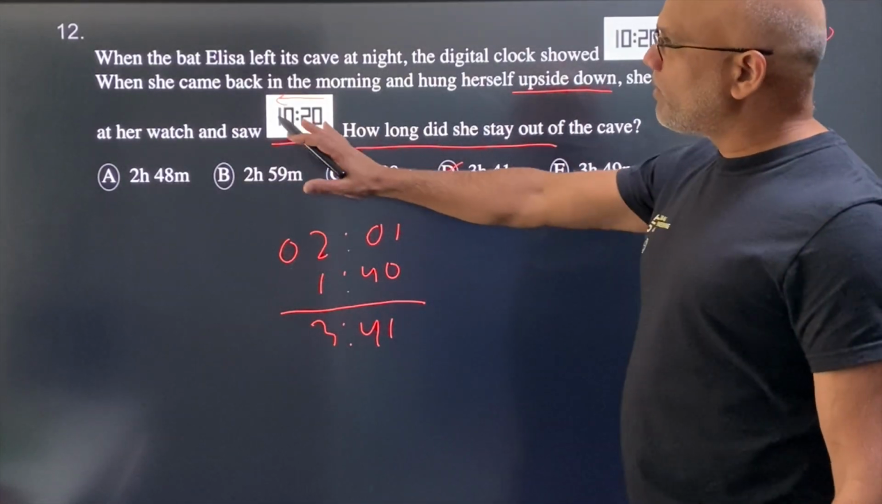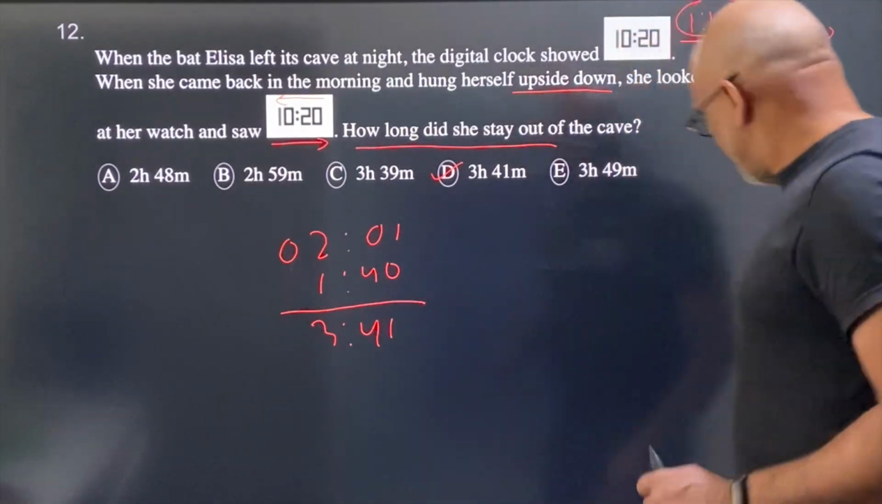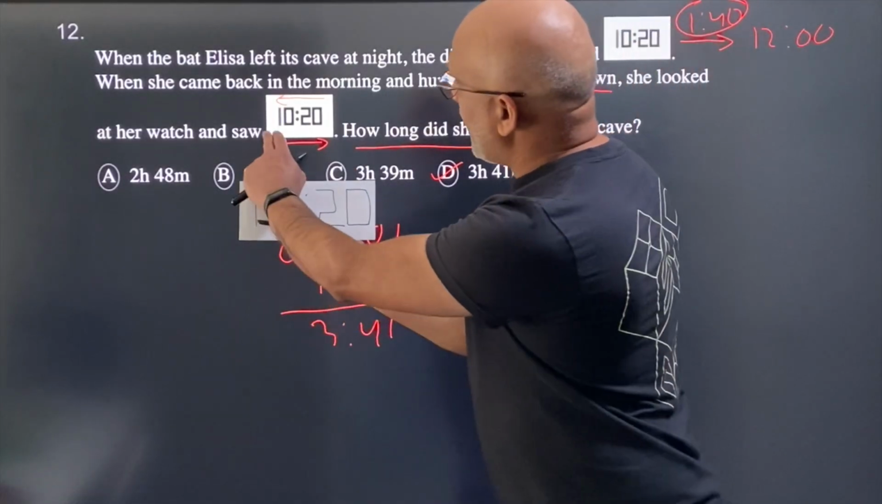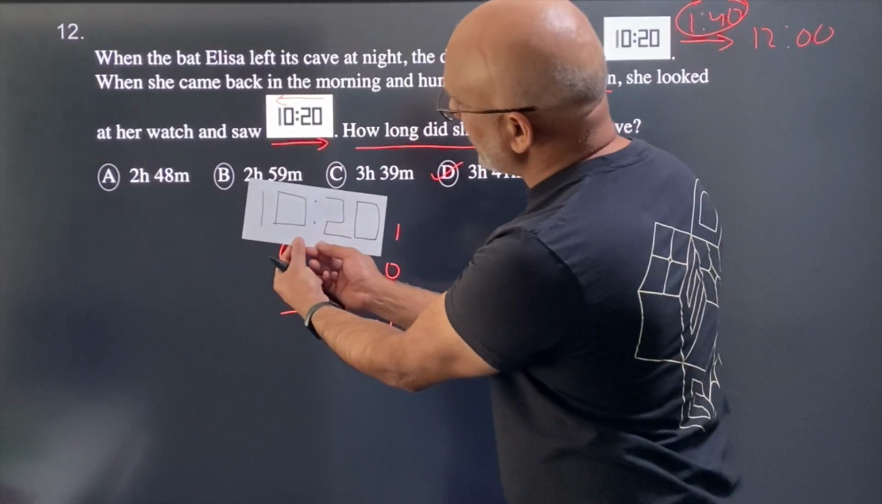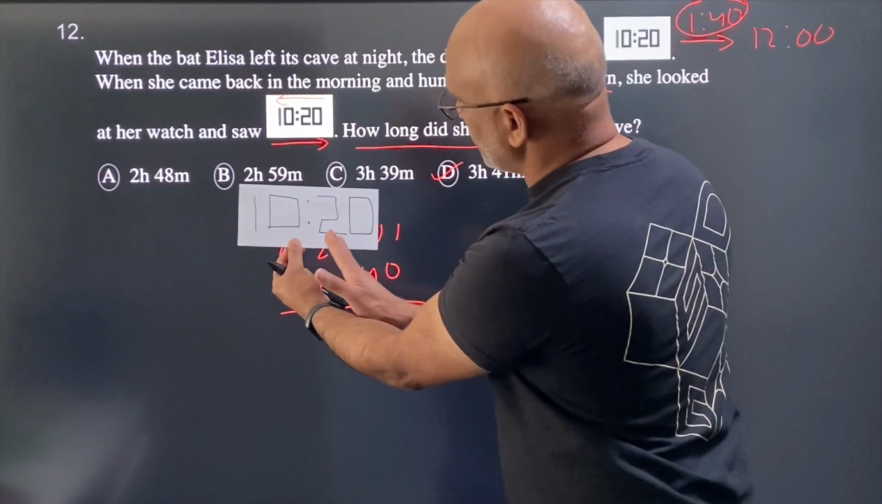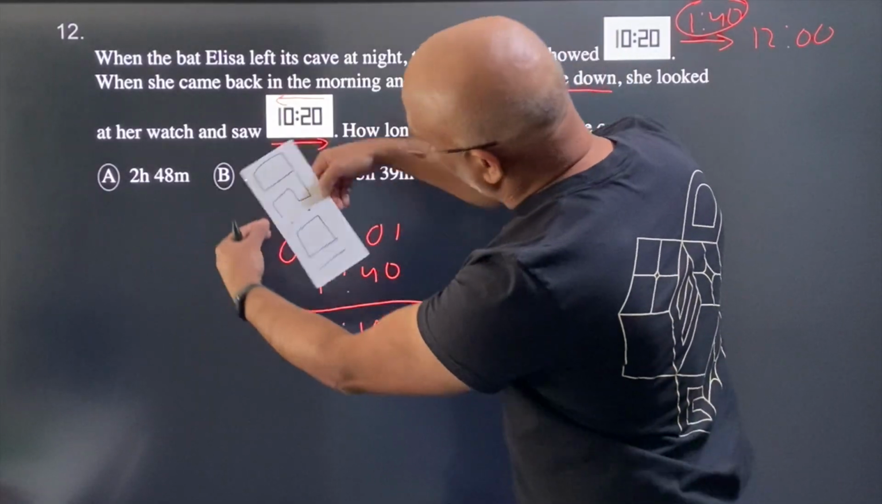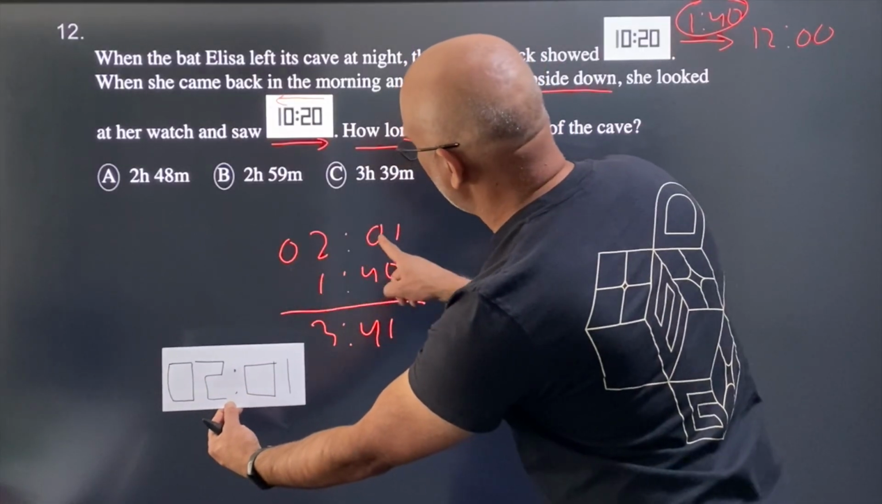If you have difficulty imagining this, you can write it down on a piece of paper and try it. So I have done that. So 1020, 1020. So this is how the bat is hanging upside down. So you try to unhang, or you can just flip it instead. And then we will see 0201, 0201.